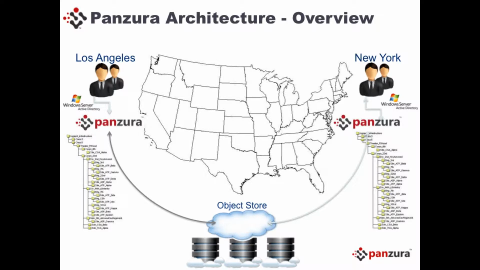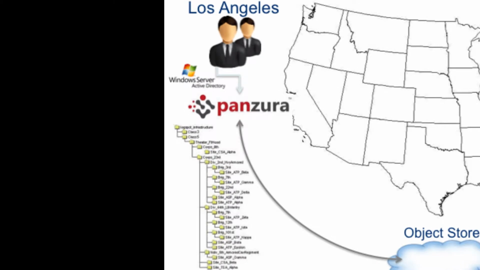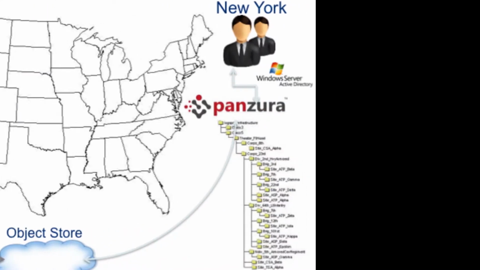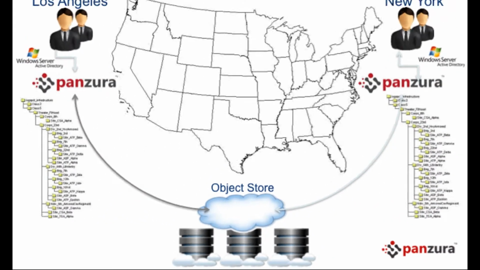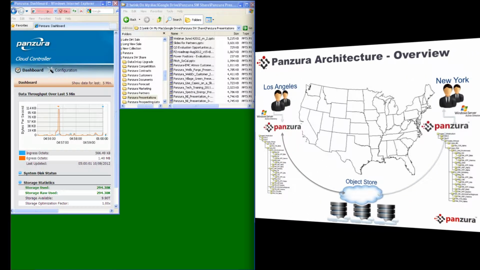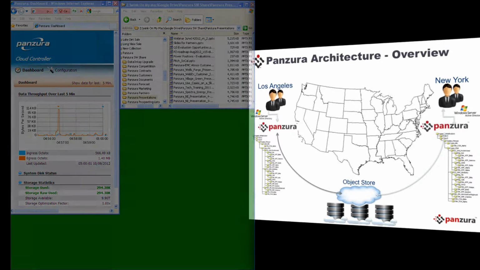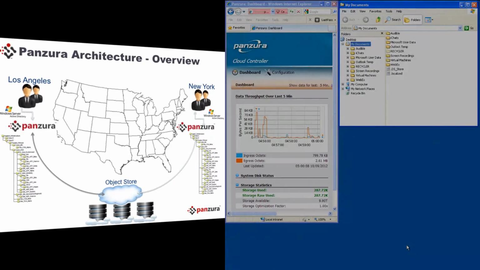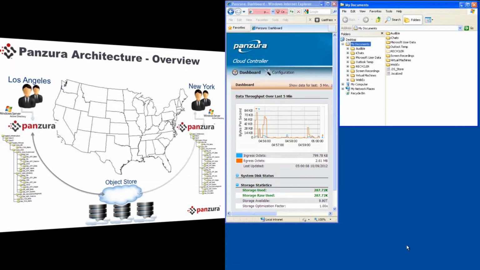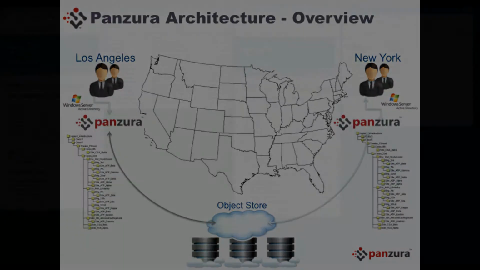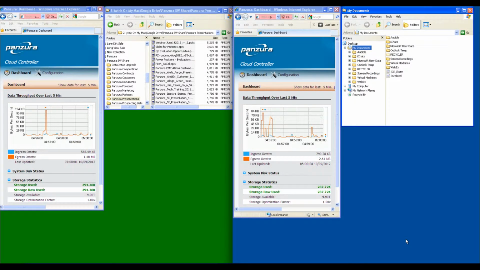Specifically, in this example, as represented by this diagram, we have two locations, Los Angeles and New York, and we are using a public object store as our authoritative storage. In the demo, you will be able to clearly recognize the Los Angeles location as a Windows XP client with a green background. The New York location is also a Windows XP client, this time with a blue background. For most of this demo, you will see these machines running side by side, as in this picture.